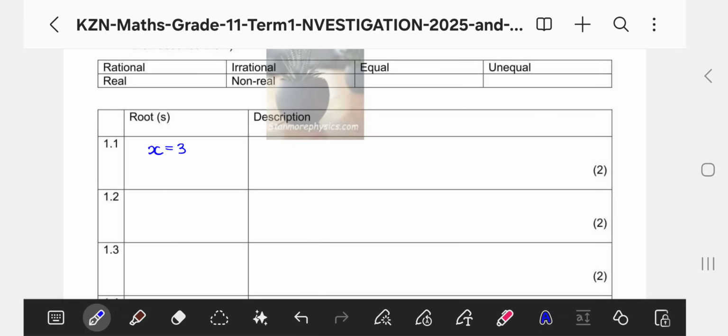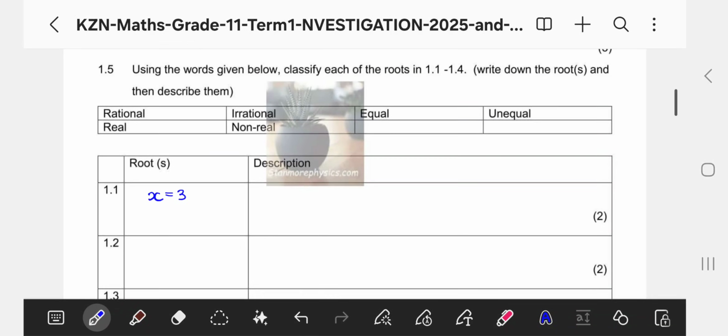And the description, let's just go in order left to right here. 3 is a rational number. It can be written as a fraction. It's 3 over 1. So we're going to say that it is rational. We're going to say equal because we had two values that were the same. We had x is equal to 3 and x is equal to 3. So we're going to say equal. And we are also going to say real because these values do exist.